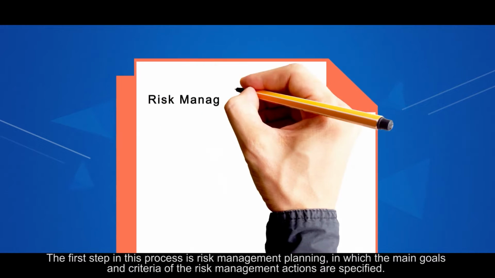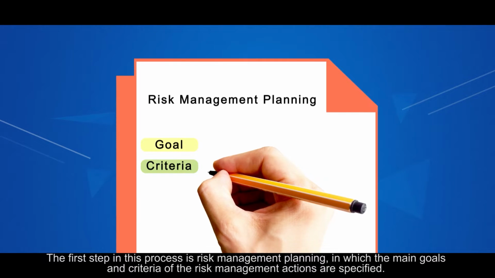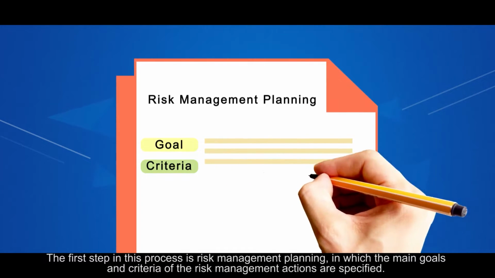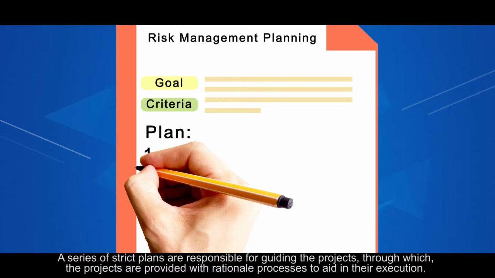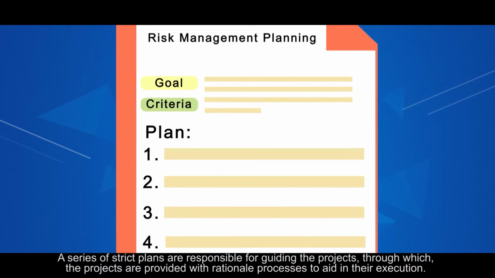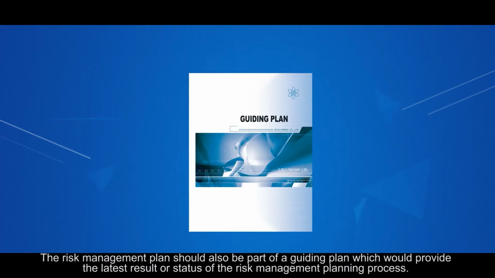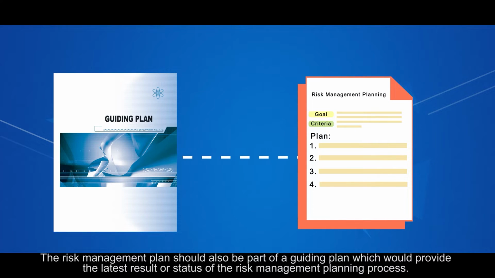The first step in this process is risk management planning, in which the main goals and criteria of the risk management actions are specified. A series of strict plans are responsible for guiding the projects, through which the projects are provided with rational processes to aid in their execution. The risk management plan should also be part of a guiding plan, which would provide the latest result or status of the risk management planning process.